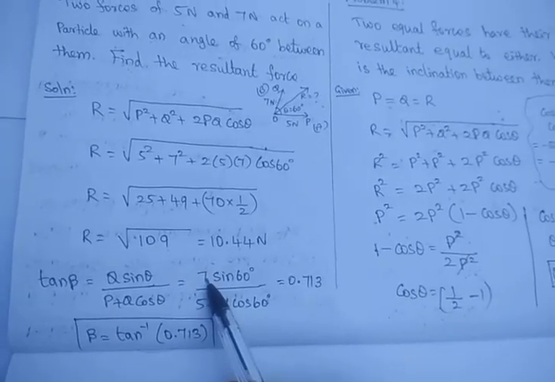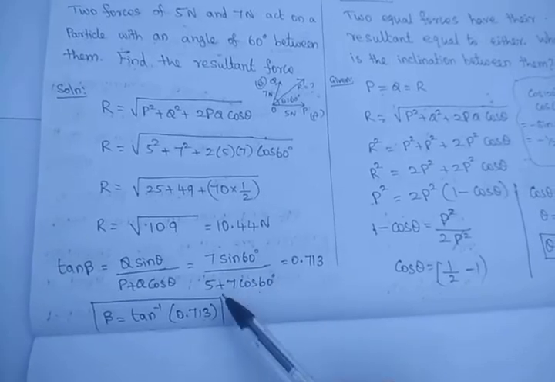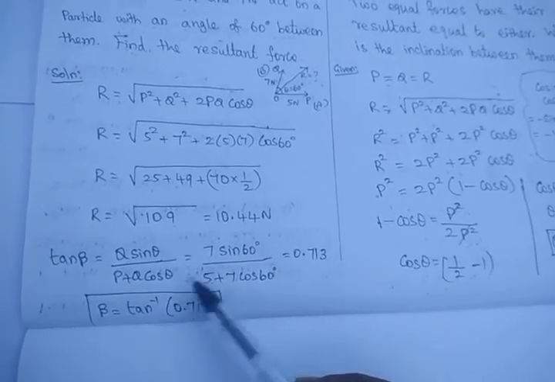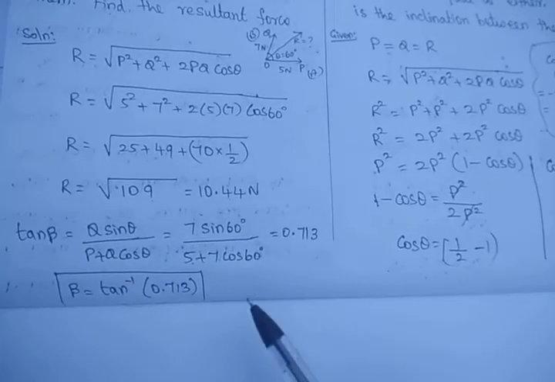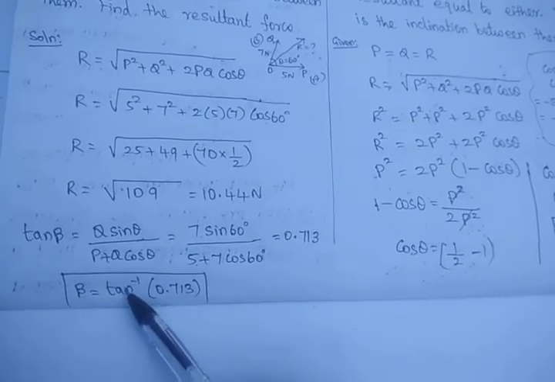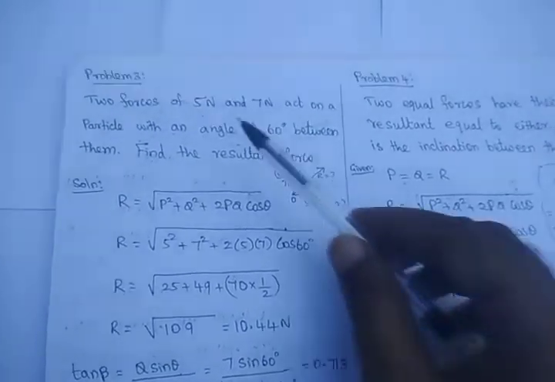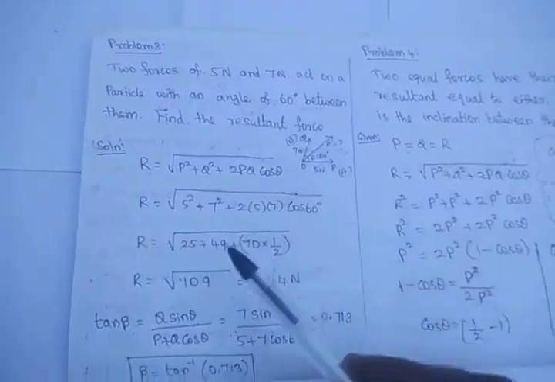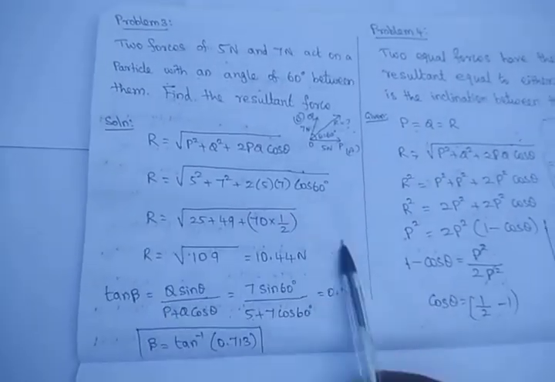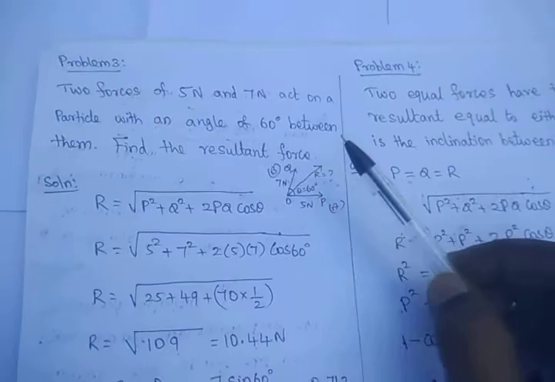So B is 7. So B is 7 Newton into theta is 60 degree, plus A, that is 5 plus 7 cos 60 degree. We get an answer 0.713. So beta is equal to tan inverse of 0.713. So direct question, two vectors are given, theta is given. We are able to find the magnitude of this vector and direction of this resultant vector.